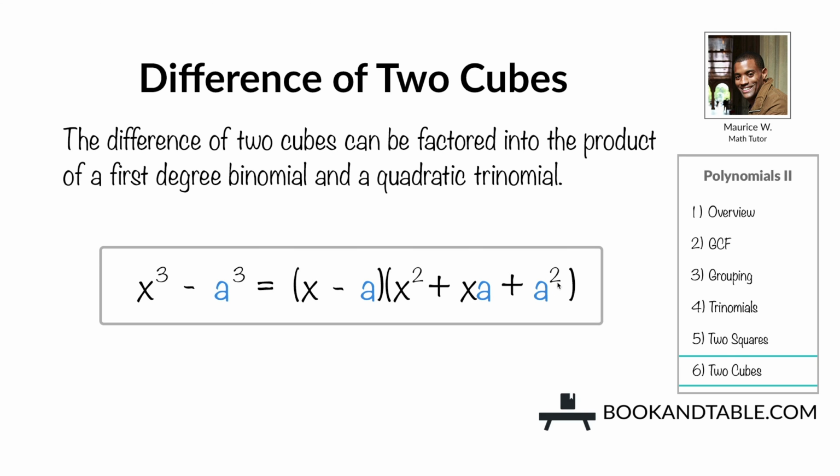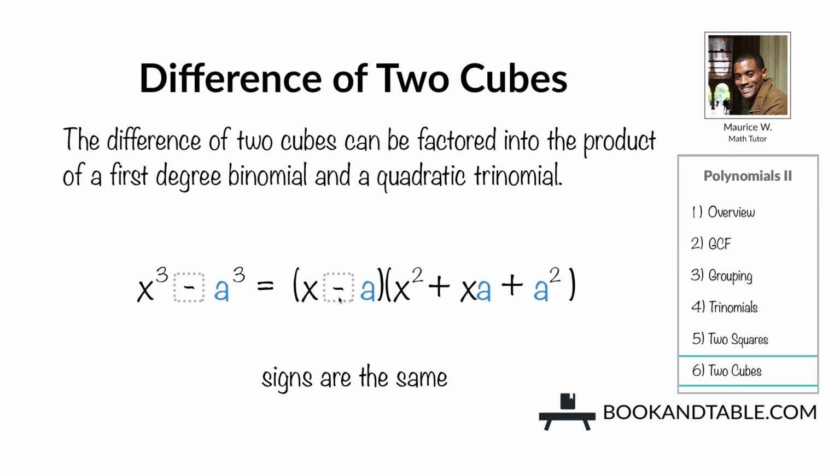So we'll notice, again, the first sign in the first factor is the same as the sign in our original polynomial. When we were adding two cubes, the first factor had addition. Since we're subtracting here, we have subtraction here. The second sign, or the first sign in the second factor, is always going to be different than the sign in the original polynomial. So here we have a negative, so in the second factor, we have a positive. And the last sign in our second factor is always going to be positive.